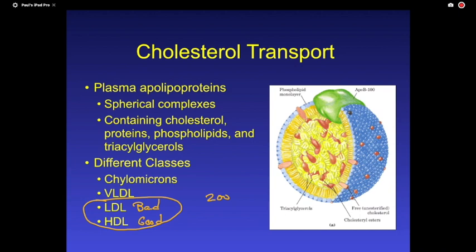But you can have less than 200, the numerical value, and still have bad cholesterol because there is a ratio between these 2. And so you might have an overall concentration that is good, but you may have too high LDLs and too low HDLs even in that numerical value.